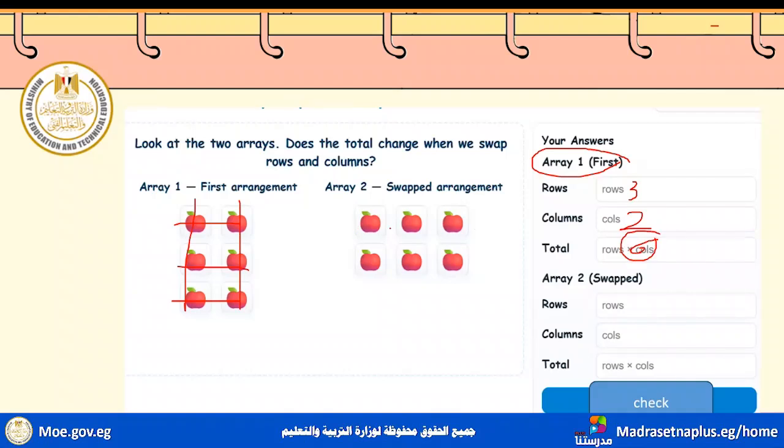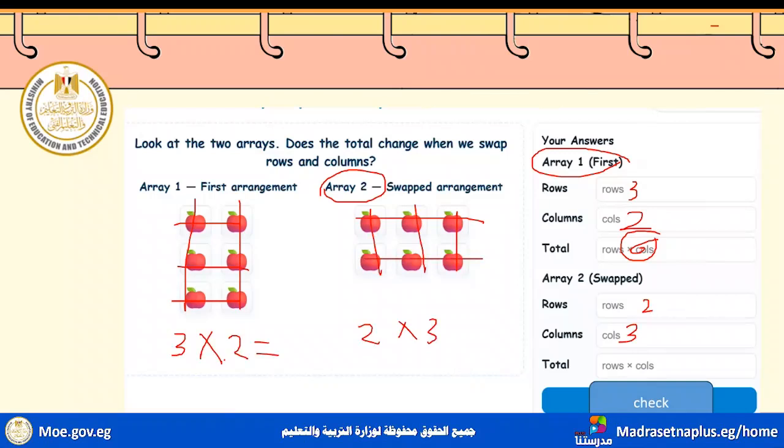After swapping, for the second array, I have what? 2 rows and 3 columns. So for the left one, 3 by 2. For the second one, it will be 2 by 3. 3 times 2, 2 times 3. 3 times 2 equals 6. 2 times 3 equals 6. So finally, the same number. That means the commutative property gives the same number of elements.